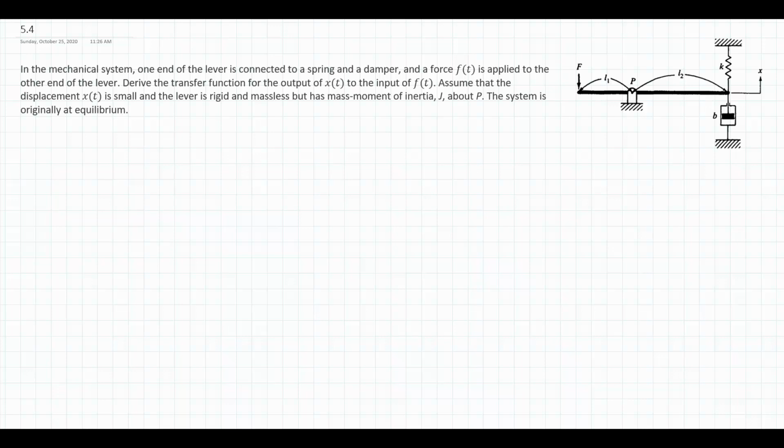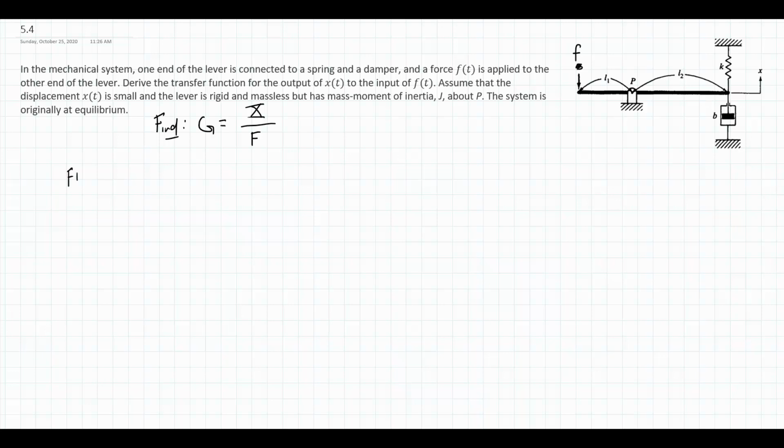So I'm going to start by modifying this to lowercase f, just so that we're dealing with lowercase for functions of time, and that way we know when we do a Laplace transform, capital F is the Laplace transform of little f. That way it is going to be consistent. Okay, so we want to find ultimately the transfer function, I'll call it G, of x, the vertical displacement of the extreme right, to f, that force on the extreme left.